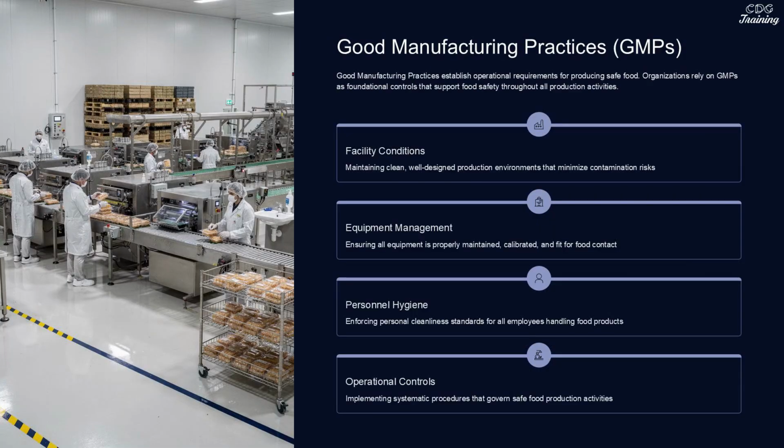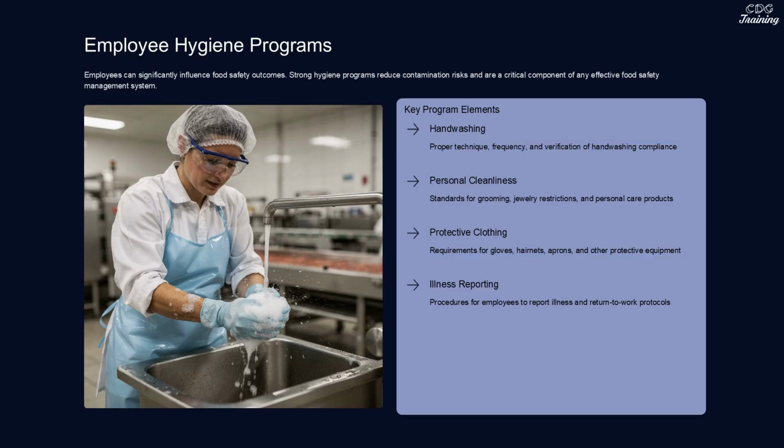Good manufacturing practices, or GMPs, establish operational requirements for safe food production. They cover facility conditions, equipment management, personnel hygiene, and operational controls to minimize contamination risks. Employee hygiene programs are vital for reducing contamination risks. Key elements include hand washing, personal cleanliness, protective clothing, and illness reporting, all contributing to effective food safety management.